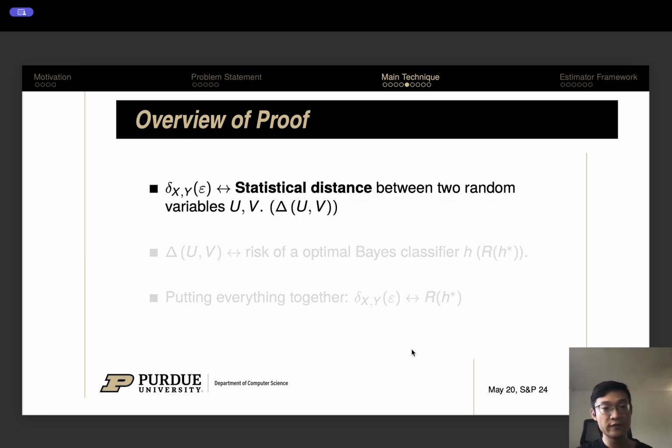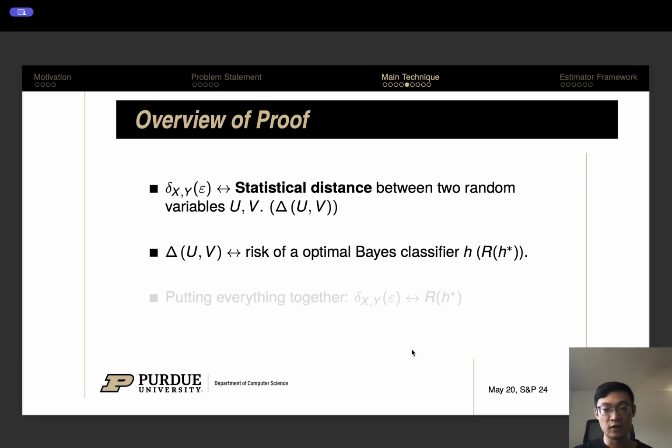Now we will give an overview of how to prove this theorem. Basically, it has three steps. First, we will show that computing the indistinguishability is equivalent to computing the statistical distance between two random variables, u and v. Of course, here u and v are carefully constructed from the x and y. And then the second step will show that computing the statistical distance between u and v is equivalent to computing the risk of the optimal Bayes classifier H star.